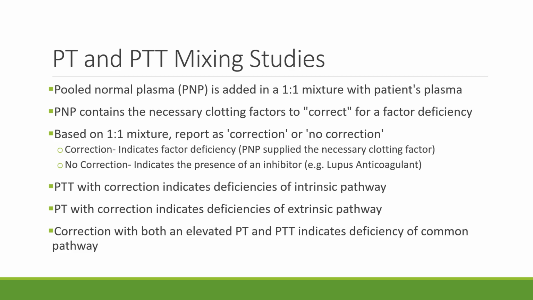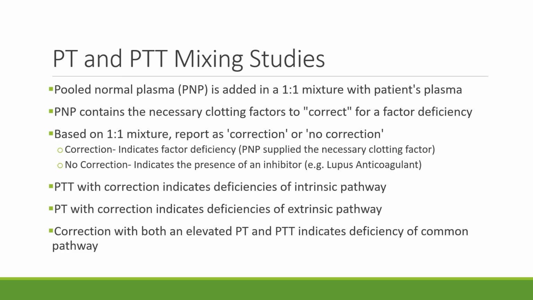When we take a pooled normal plasma, we add one part of that normal plasma to a mixture of the patient's plasma, which has been deemed to have a prolongation, let's just say of the PTT, for example. Now we know that that pooled normal plasma contains the necessary clotting factors to correct for a factor deficiency. So if the patient's plasma is deficient in any one of the factors associated with either the PT or the PTT, when we add that mix together, we're essentially replacing everything that the patient's plasma is missing.